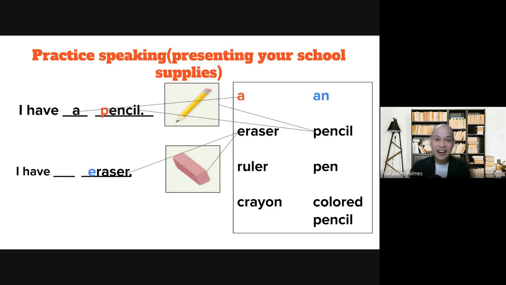E is consonant? Vowel? Yes. What letters do we have for vowels? A, E, I, O, U. So this one is a vowel. So what do we use if it is a vowel? We use an. So now it's gonna be complete. I have an eraser. It's only one, so we can say I have an eraser. Now you know how to say it.